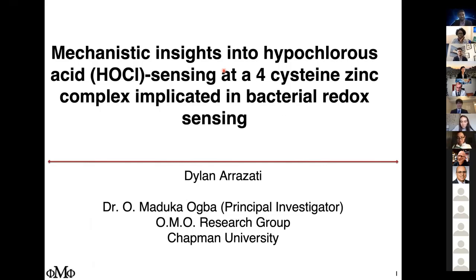Okay, so today we're going to be going into mechanistic insights into hypochlorous acid sensing at a 4-cysteine zinc complex that is implicated in bacterial redox sensing, and I'll be using computational techniques to investigate this process.